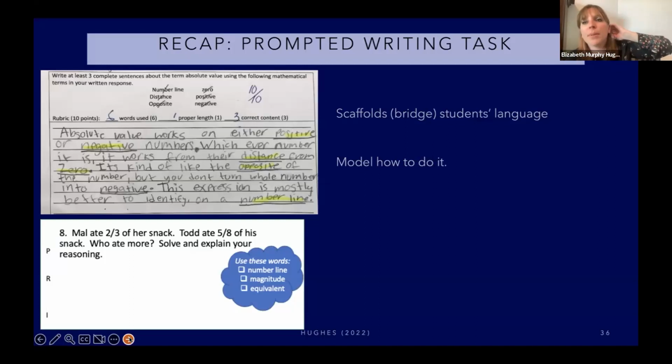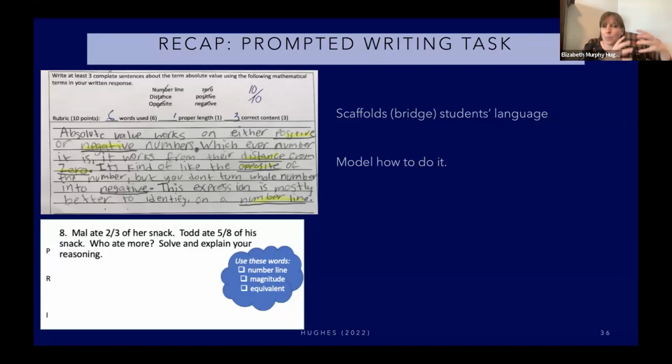Okay. The top example that I have on this slide is one from Paul Riccomini. When he was working with teachers, he taught them prompted writing tasks, and this is what the teacher came up with. Okay, so write at least 3 complete sentences about the term absolute value using the following terms. And then the teacher created a rubric as well. Okay, the one on the bottom is part of the Prism math writing series or strategy that I'll share with you later. And this just has the solve and explain your reasoning, but use these terms.